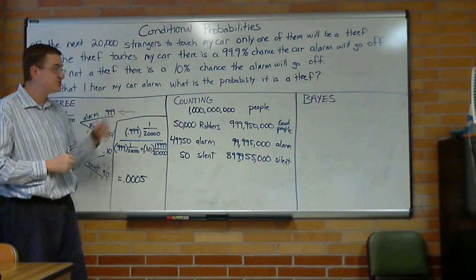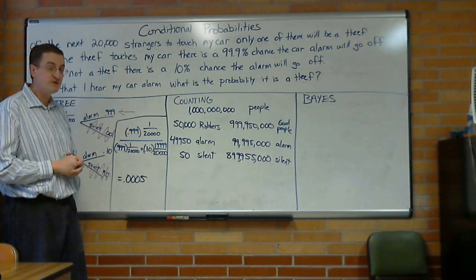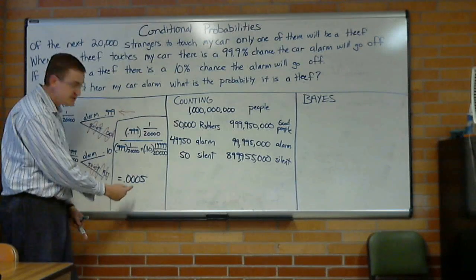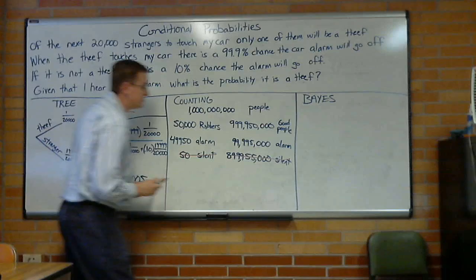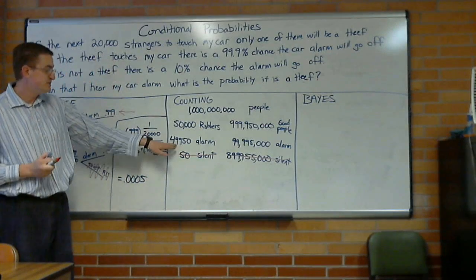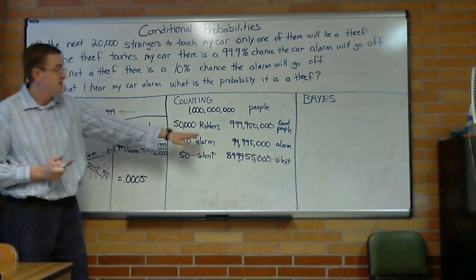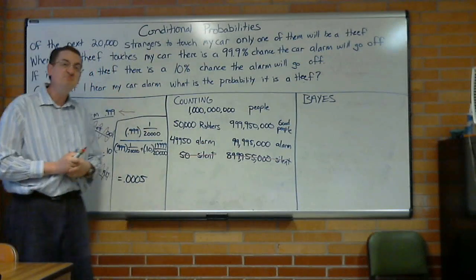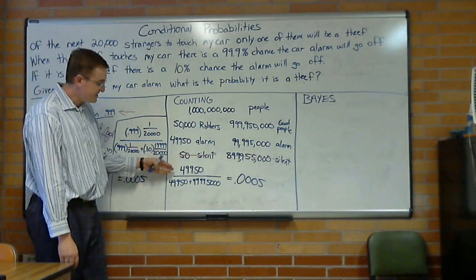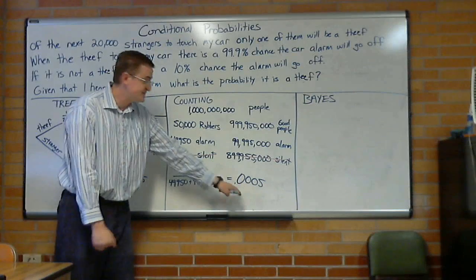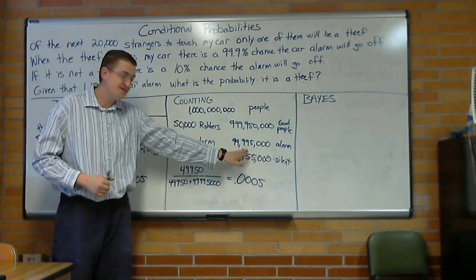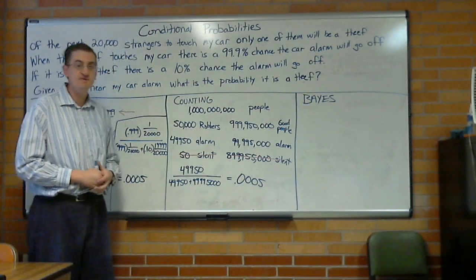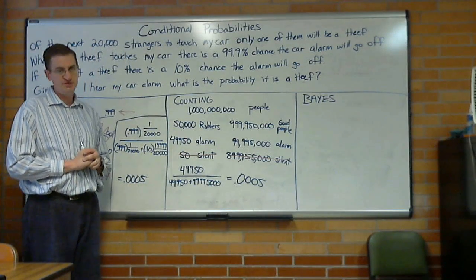But return to the question. I know the car alarm went off. What's the chance it's a thief? Can you see why the probability is so small? We're not talking about any of those people. I'm saying, what's the chance it's one of these 49,000 out of the 99 million? And the 49,000 out of all these gives us that same probability. When the car alarm usually goes off, it's kind of safe to assume it's probably one of those people. And somebody's annoyed at you.